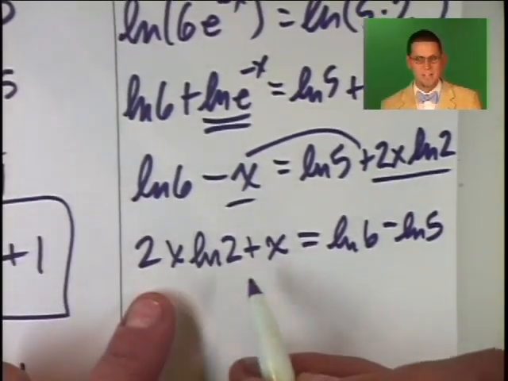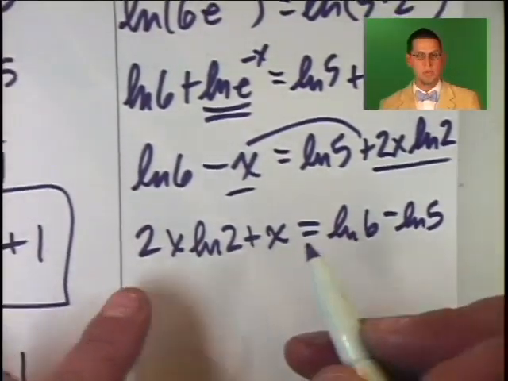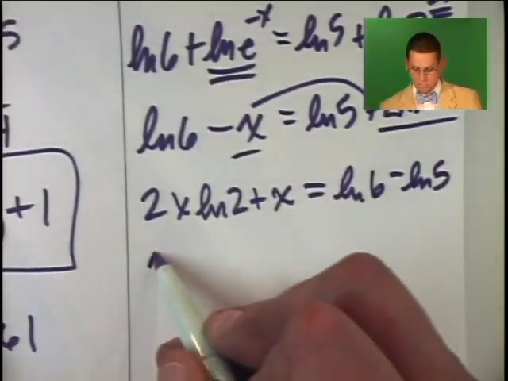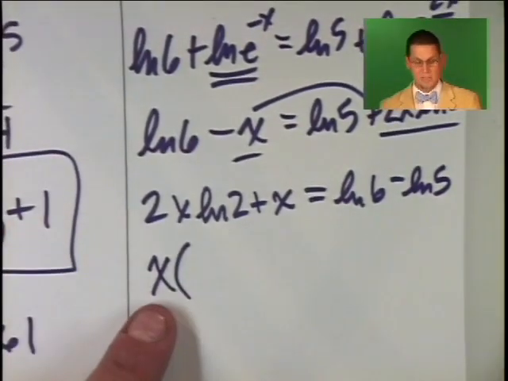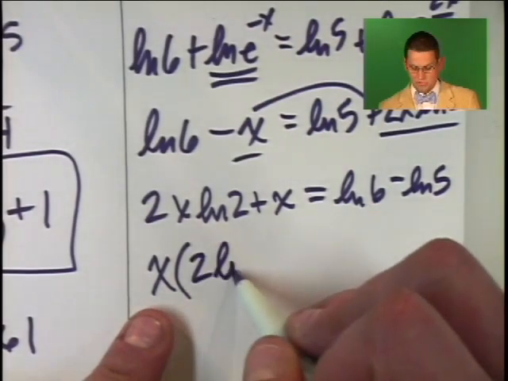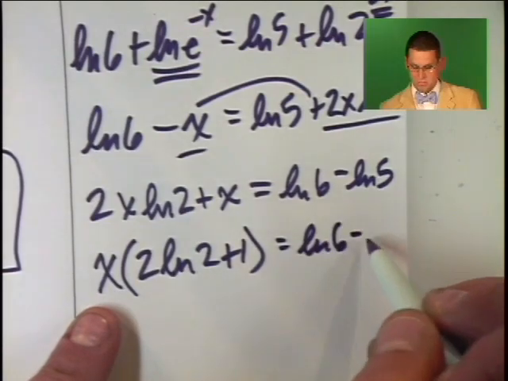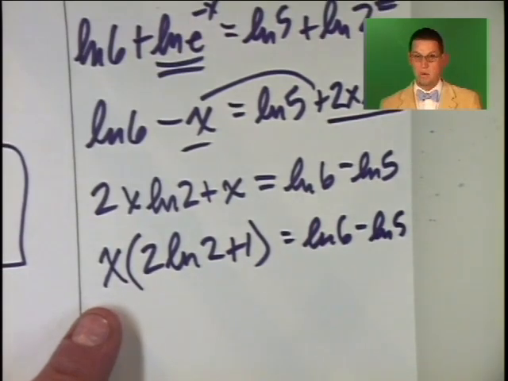Now, I can't combine these like I did in Algebra 1 class, 2x plus 3x is 5x's, because the numbers 2 natural log of 2 are a little bit strange. But what I can do to magically isolate the x is to factor it out. So that leaves me x times 2 natural log of 2 plus 1 equals the natural log of 6 minus the natural log of 5. And I'm almost there.